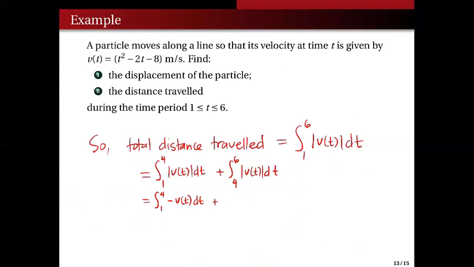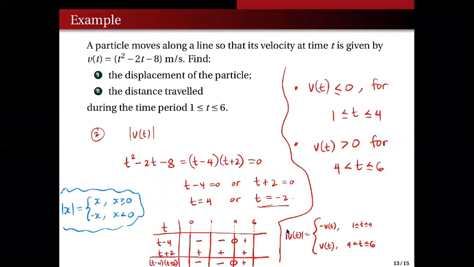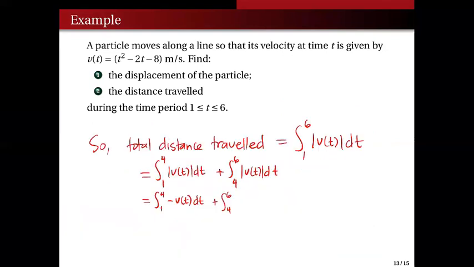Plus, on the interval 4, comma 6, the absolute value of v of t is just v of t. So you'll just have v of t on this part. And now we're ready to use the value of v of t in here. We don't have the absolute values anymore.